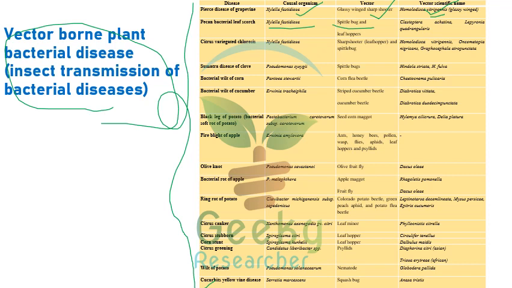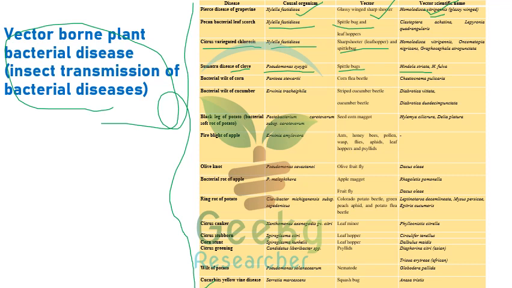And next one is citrus variegated chlorosis, which is caused by Xylella fastidiosa and transmitted by sharpshooters, leafhoppers, spittlebugs: Homalodisca vitripennis, Oncometopia nigricans, and Graphocephala acropunctata. There are various kinds of species. And Sumatra disease of clove, which is caused by Pseudomonas syzygii, transmitted by spittlebugs, Hindola striata and Hindola fulva.